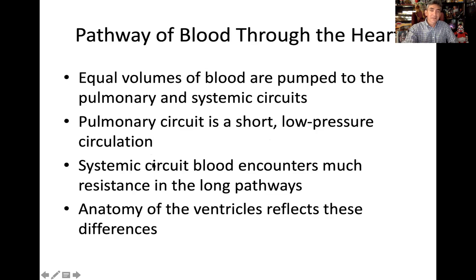Systemic circuit, wow, it's gonna have to contract and push the same amount of blood to your fingers, to your toes, to your head, to the whole parts of the body, right? So it's gonna have to push the same amount of blood a lot greater distance at a lot greater pressure. So systemic circuit is gonna encounter a lot more resistance, and a much longer pathway. Now, form fits function. There's going to be a visible distinction because of this difference here. So the anatomy of the ventricles reflects these differences, the differences of the pressure, of the distance.